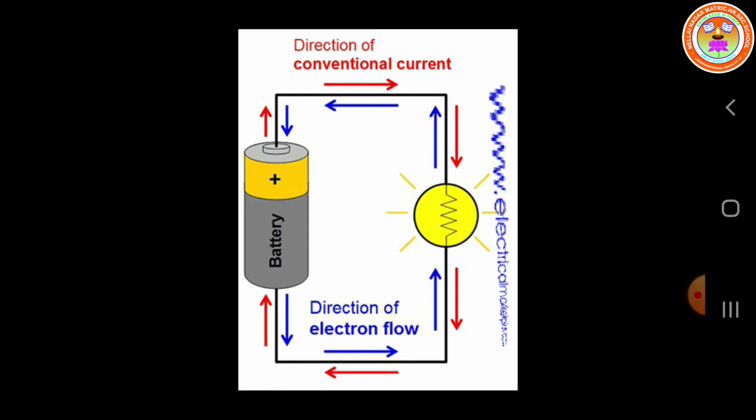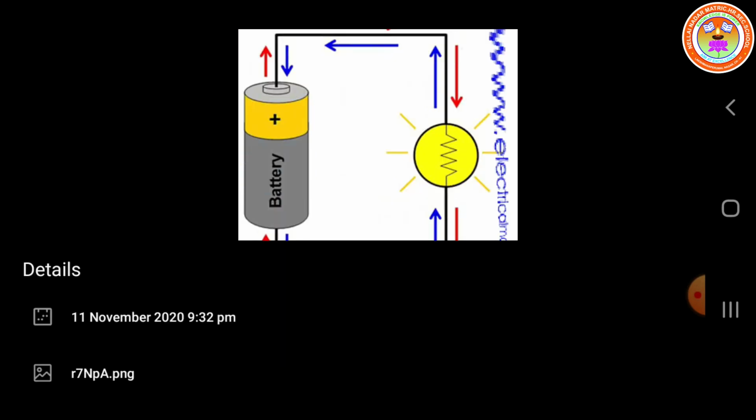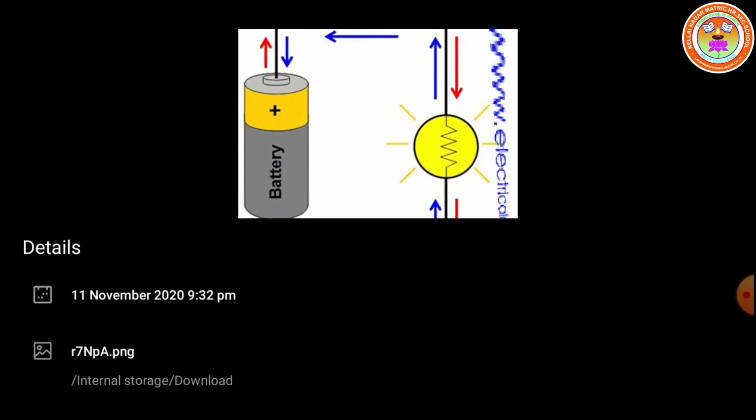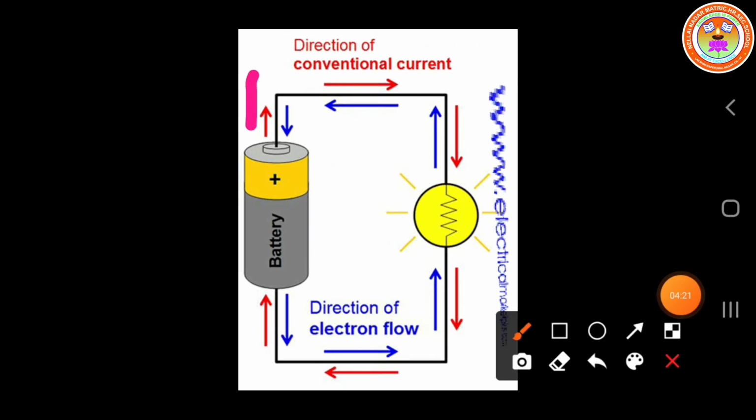Before the discovery of electrons, scientists believed that electric current consisted of moving positive charges. This movement of positive charges is called conventional current. Here in this picture, the conventional current is represented by a red color arrow mark. Conventional current flows from the positive charge, okay, students.